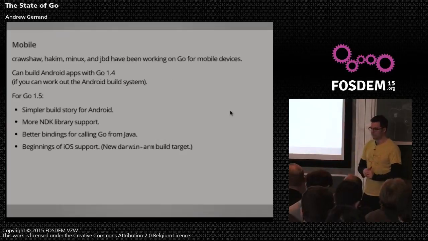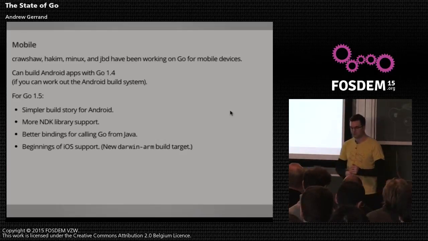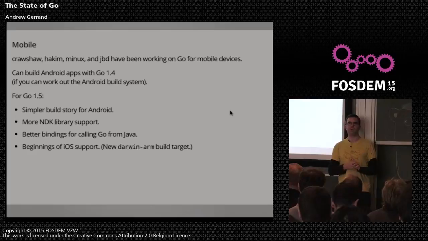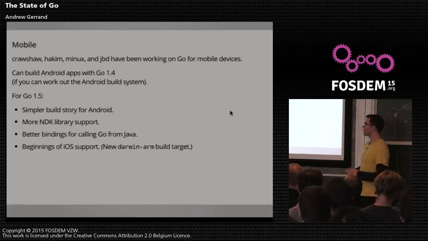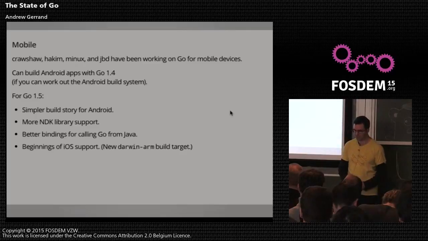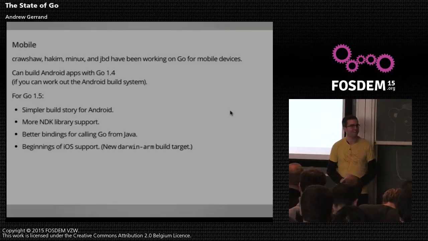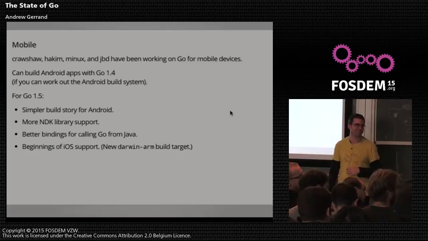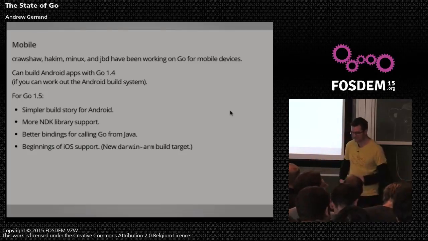Speaking of mobile, a bunch of people have been working on porting Go to Android and iOS. So in 1.4, it was possible to build Android apps if you could work out how to do that with the Android build system, which, has anyone done Android work here? It's a bit tricky. But in Go 1.5, David, who's doing this, just snorted when I said it's a bit tricky. It's a bit of an understatement.